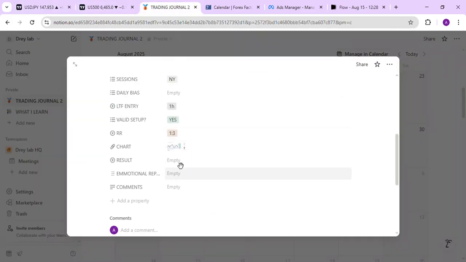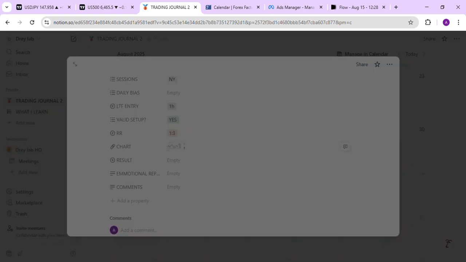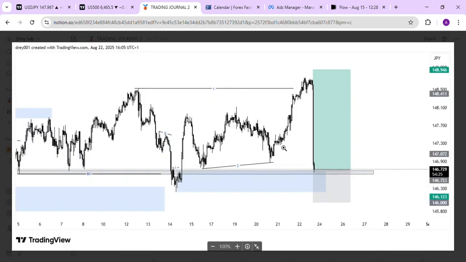Then as you can see, if the trade now plays out, I will come here. Okay, this is the chart. Then I have to screenshot the chart and paste it here. This was when I executed the trade. You can see that I screenshot the chart and uploaded it here. So anything that happens, whether stop loss, break even, or TP, I will have to come and update it here and mark this setup as a win trade for me.